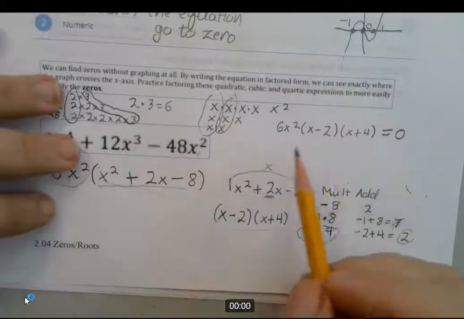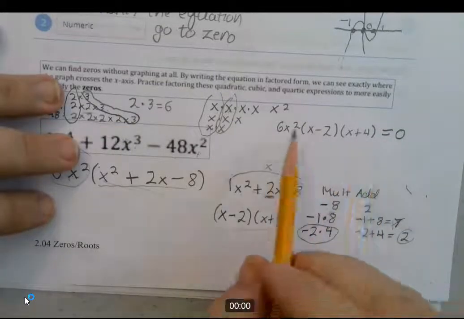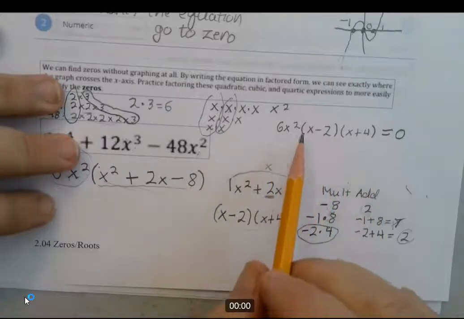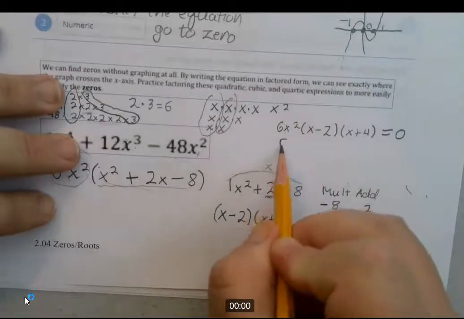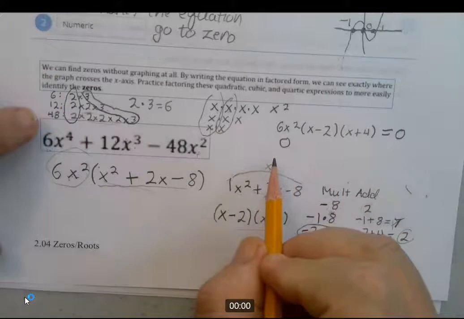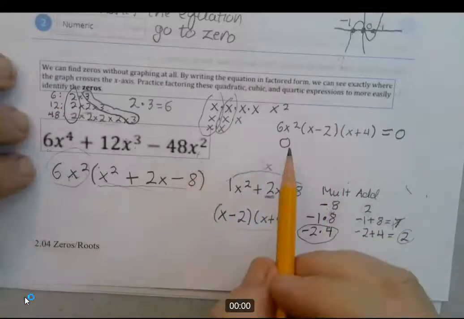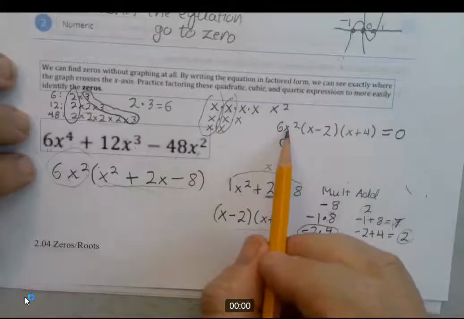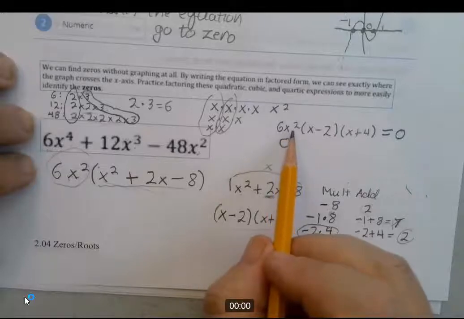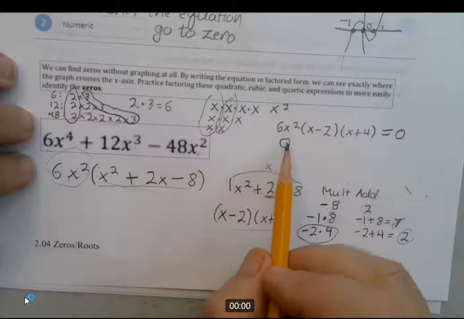Okay, and now you have to determine what makes this go to 0. What makes each of these go to 0? 6x squared, what makes that go to 0 is 0. Since it's actually a quartic function, you could say that there are two zeros. You could actually factor that as 6x times x. That could be factored, and you could say that there's two zeros.